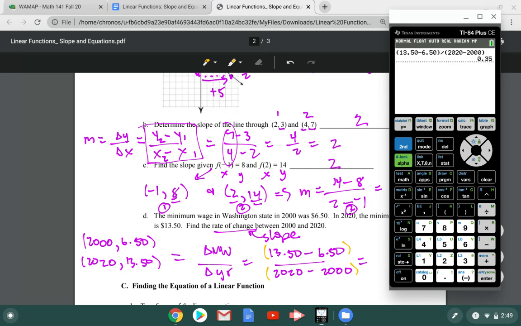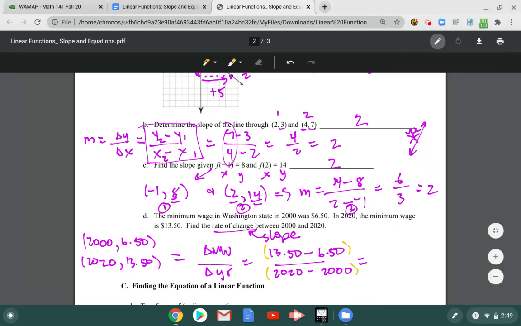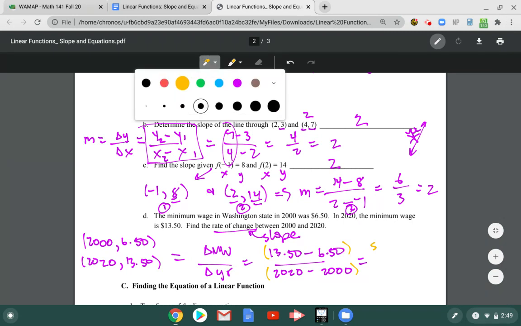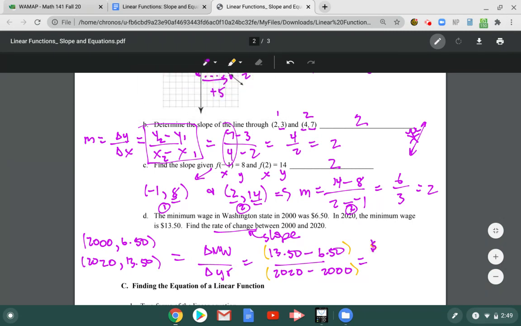So it seems like a pretty big jump, right? From $6.50 to $13.50, but it turns out to be 35 cents. And if we put this in terms of dollars and cents, let me grab my purple. This is 35 cents. The denominator was years. So this is per 1 year. So 35 cents per year, which really is not a significant increase when you look at that per year.